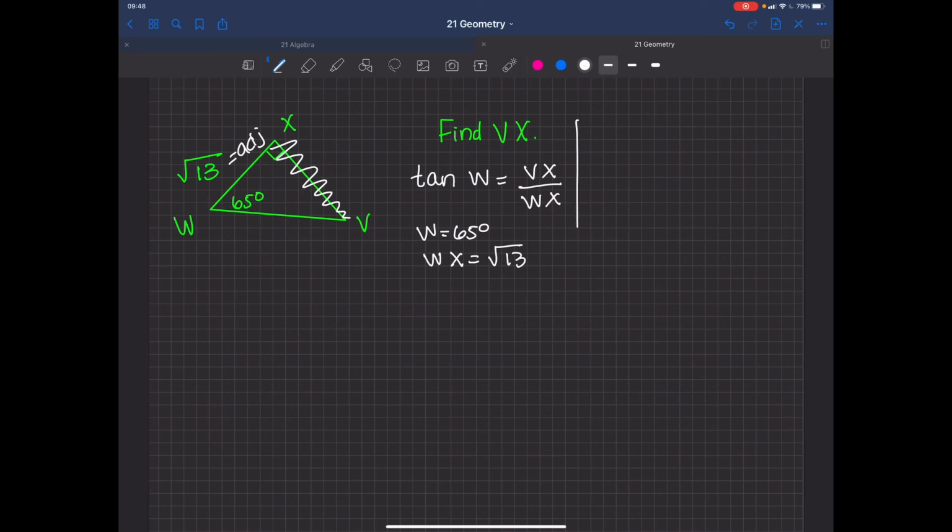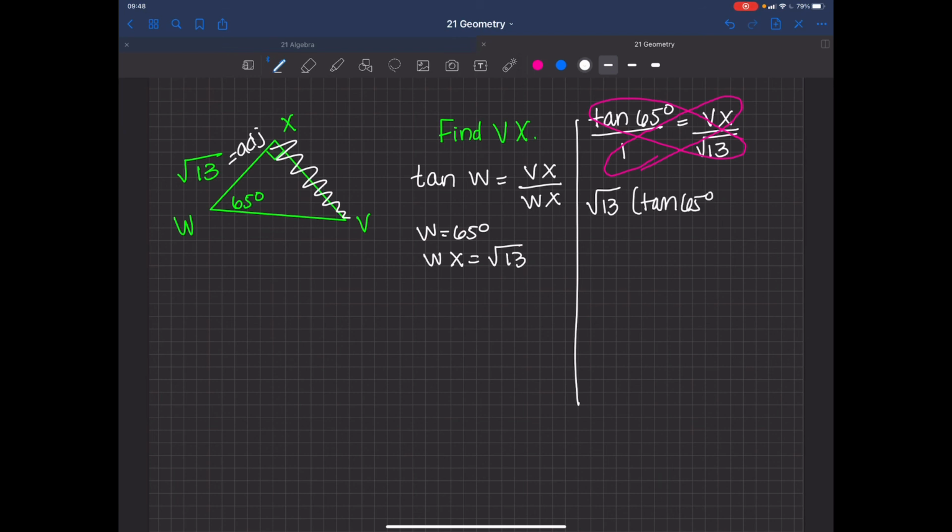So when I set this up, I'm going to get tangent of 65 degrees equals Vx divided by the square root of 13. I'm going to cross multiply. So that means that square root of 13 and tangent of 65 go together, and 1 times Vx is going to go together. So then I get square root of 13 times tangent of 65 degrees is equivalent to Vx. I solve all this in the calculator. So that means that Vx equals, as a decimal, 7.73, and I'm going to round this to the tenths place. So I get 7.7 approximately equal to Vx.